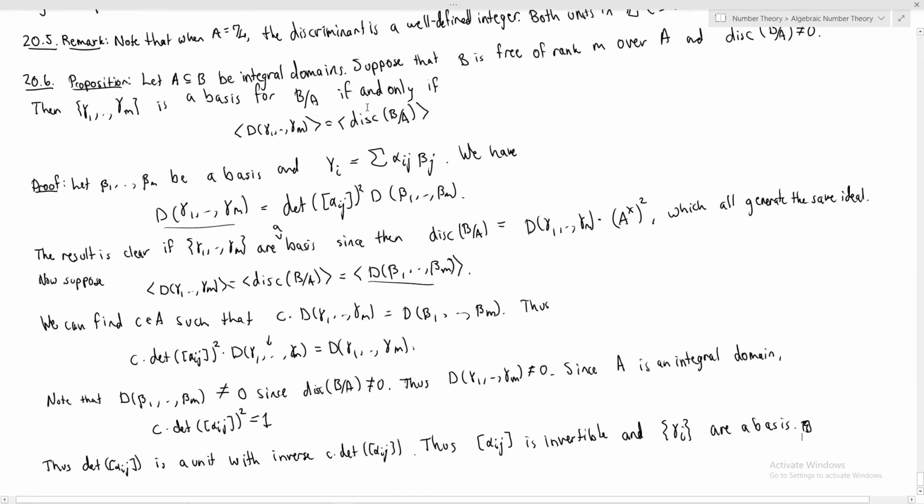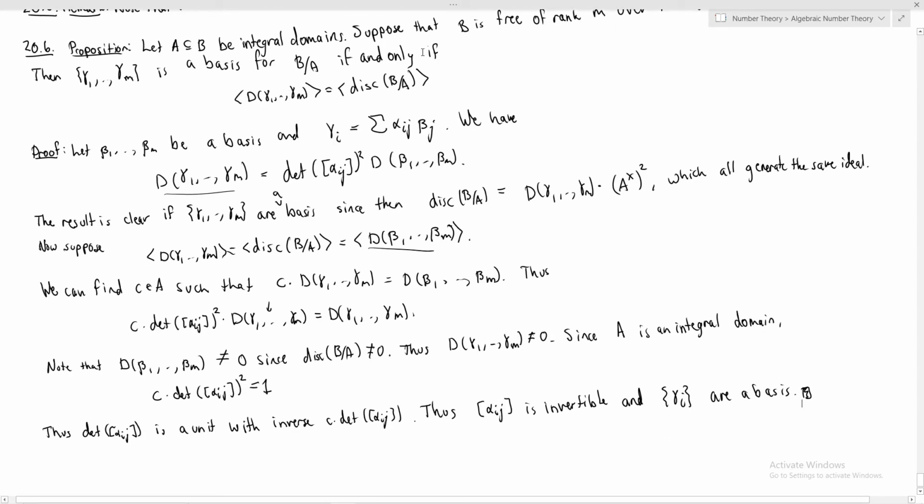So essentially the idea is, even though I don't know what a basis is, I can still tell you what the discriminant can possibly be. If I found a collection of elements, you can narrow down what the discriminant has to possibly be, and you can find that the discriminant of this collection of elements has to exactly be the discriminant of my ring of integers over Z, for example, and that'll tell you have a basis.